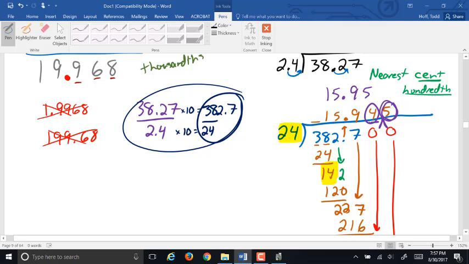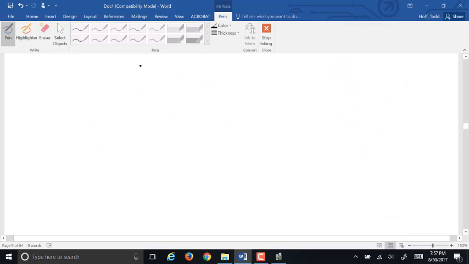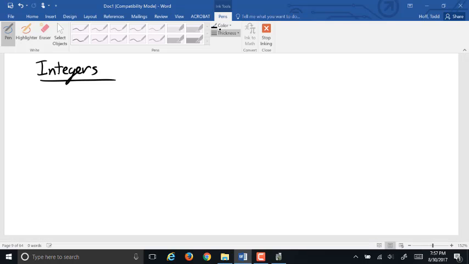Our last thing to fill out the end of the first class, or first day, is something called integers.